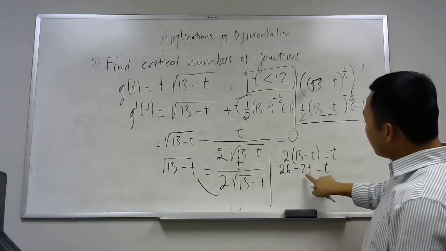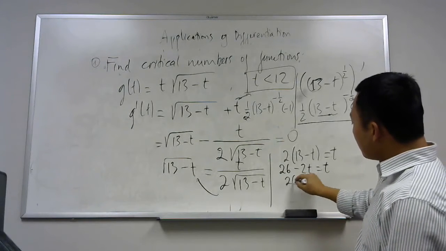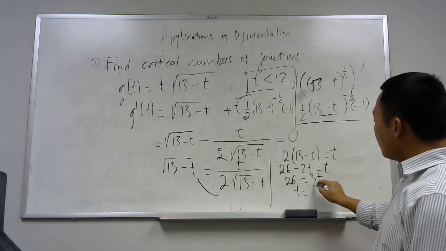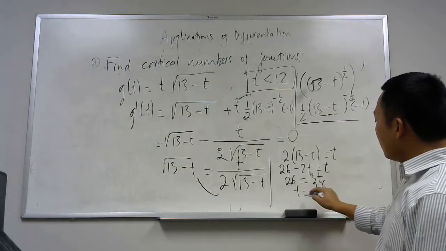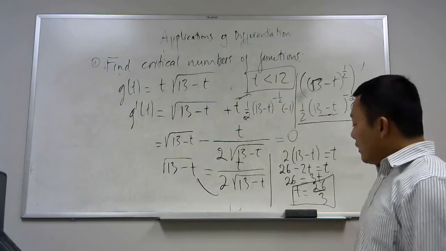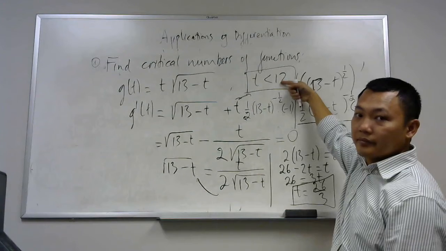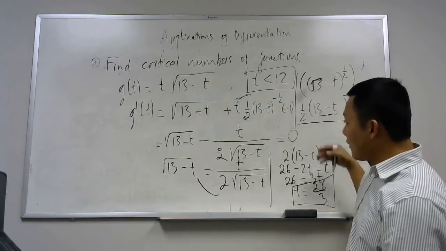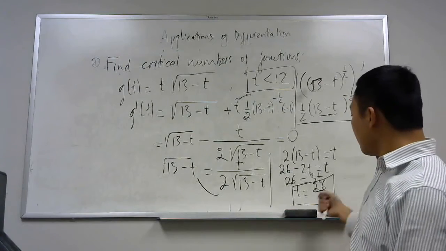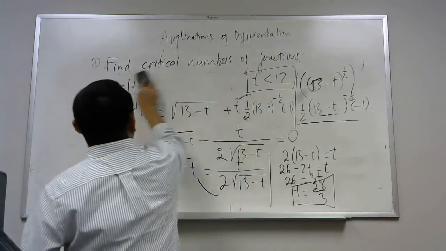And now I add 2t to both sides, so I have 26 equal to 3t, and t is equal to 26 over 3. And we need to check. Yeah, 26 over 3 is less than 12, so that's good. Our function has only one critical point, 26 over 3.